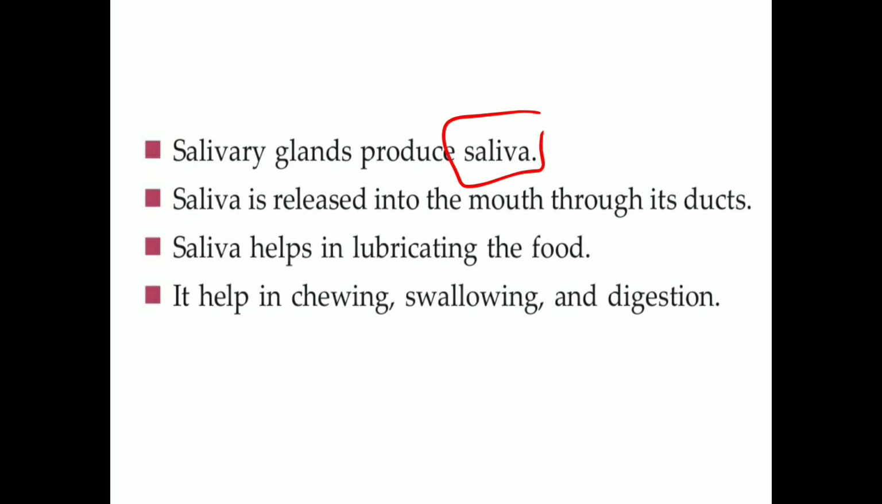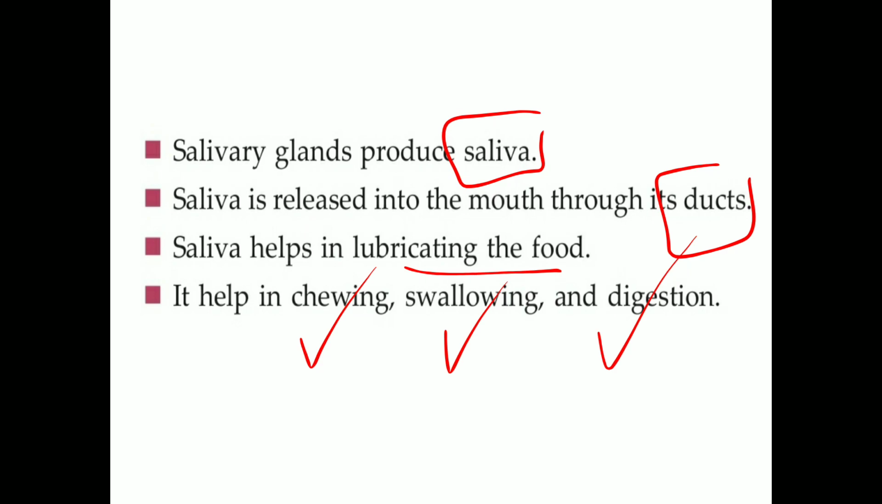Salivary glands produce saliva, and this saliva is released into the mouth through its duct. And the salivary glands are also exocrine glands, and they help in lubricating the food. And this lubricating of food by the saliva helps in its chewing, swallowing, and digestion.